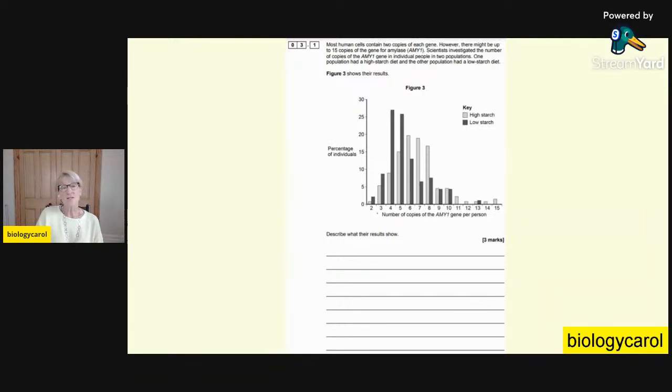So the results to me, so the first thing that I do is that I look to see whether the range is different, and then I notice that actually the modal number for the high starch population, modal meaning the value, i.e. the number of copies of the gene at which the frequency has the highest frequency. The modal number for the high starch population is higher than the modal number for the low starch population.